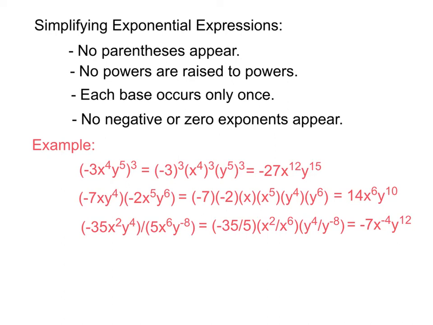Well, if we remember our rules for simplifying exponential expressions, we can have no zero or negative exponents. We've got a negative exponent here, so we have to change that. So our final answer is minus 7 y to the 12th over x to the 4th. The negative exponent 4 we simply bring down into the denominator and it becomes positive.